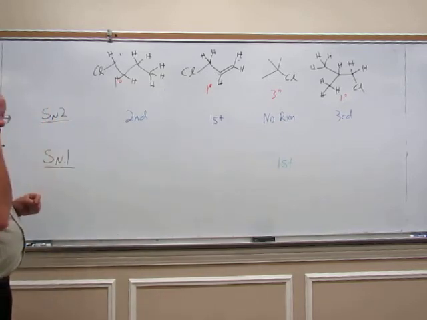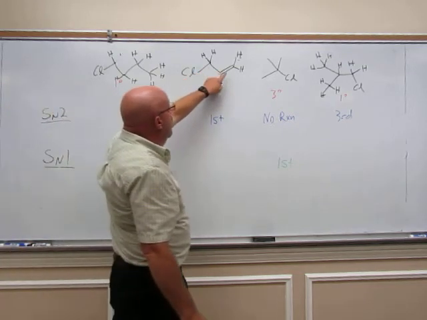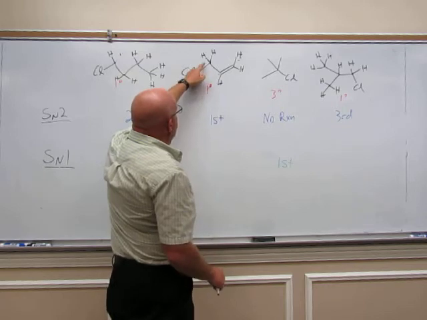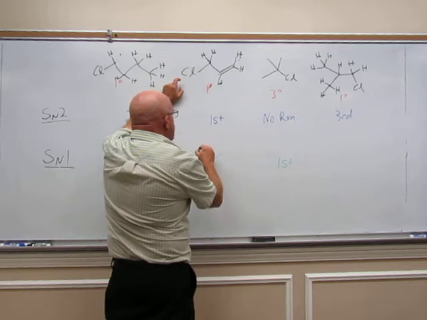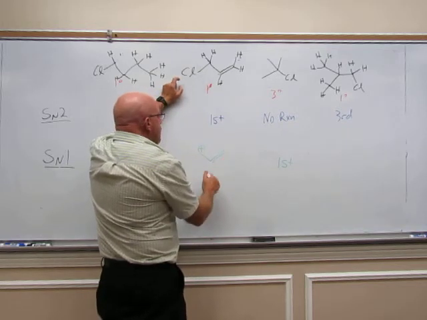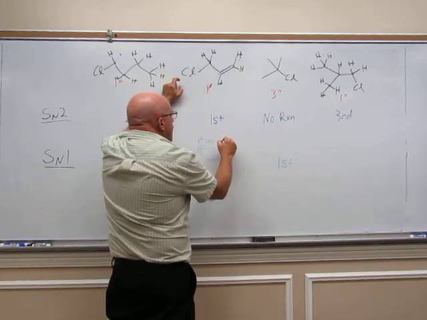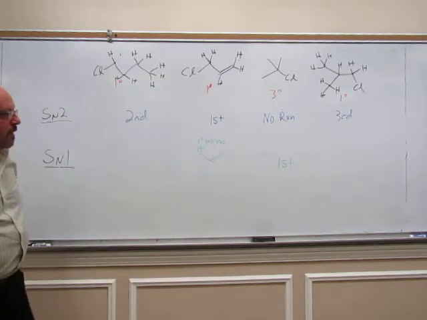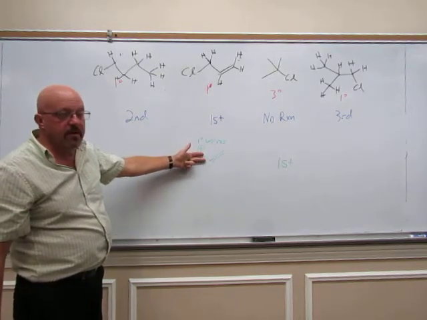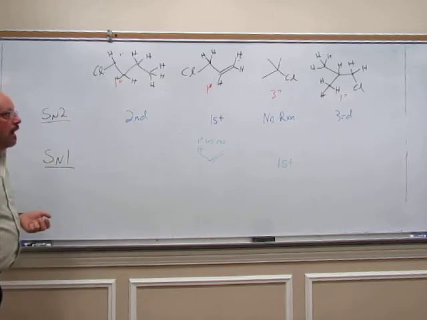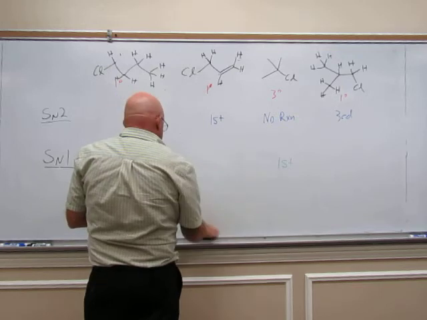The other three are all primary, but this one here has the double bond. So once the halogen leaves, the carbocation that you have has resonance. So this is going to be a primary carbocation with resonance. And again, that resonance bumps you up one spot. So as far as SN1 goes, this is going to react very similar to a secondary alkyl halide. So I would think that this one is going to go second.